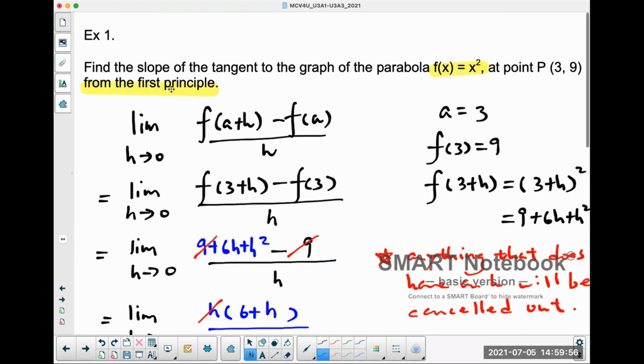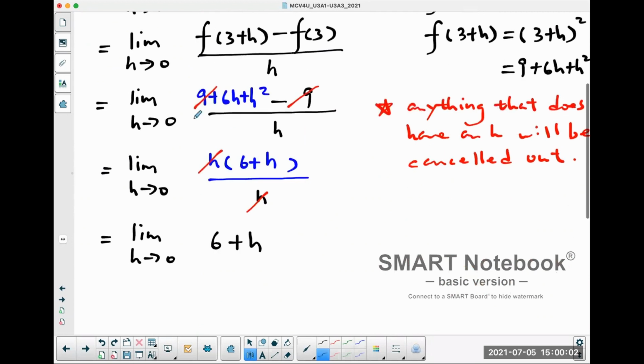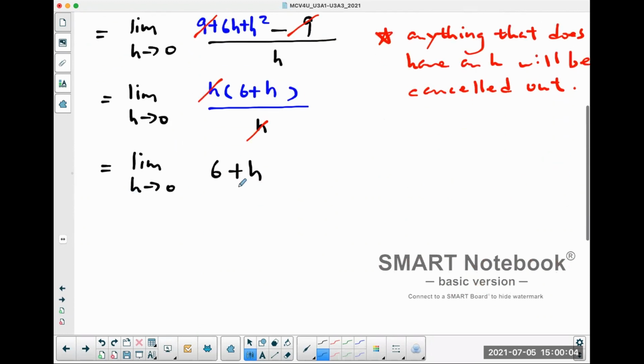The slope of the tangent of this function at x equals 3 is the limiting slope of the secant, which is 6 plus h. When h gets really, really small, like 0, then this value is converging towards 6, because the value of h is going to be getting smaller and smaller. It's going to be like 0. Well, if this is like 0, then the whole thing is going to be getting closer and closer to 6. So 6 is your slope of the tangent.